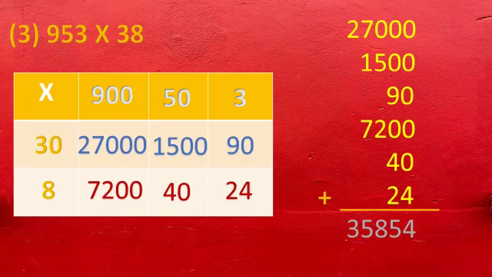Hundreds place: 1 plus 5 is 6. 6 plus 2 is 8. Okay. Thousands place: 7 plus 1 is 8. 8 plus 7 is 15. So 5 you will write, 1 you will carry to the 10,000s place. So 2 plus 1 is 3. So the answer is 35,854. Is that clear, students?